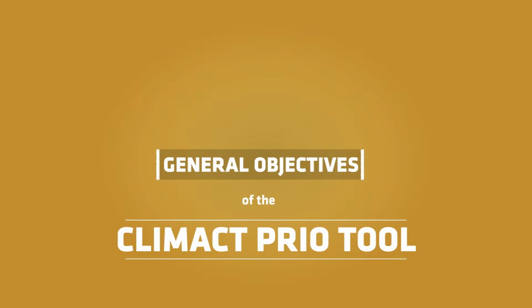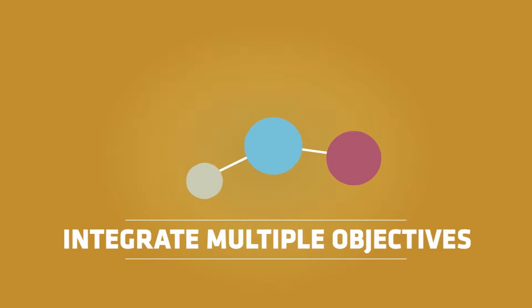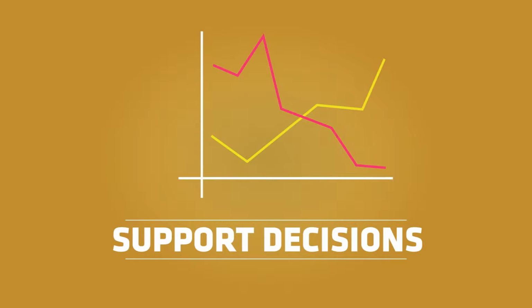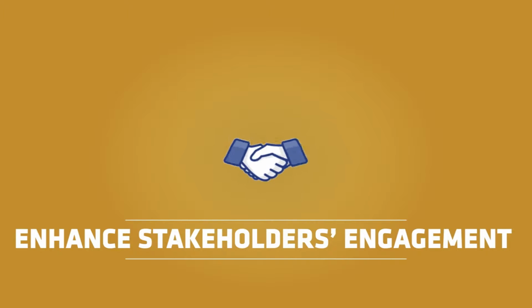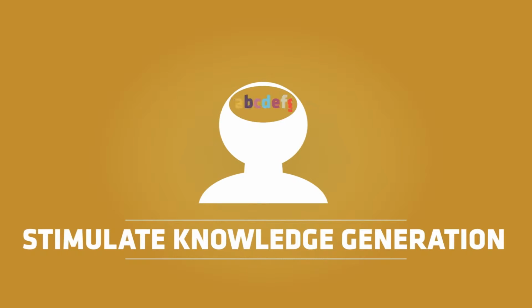CLIMACT Prio tool is a climate actions prioritization tool for decision support and capacity building, which aims really to support policymakers and local stakeholders to make decisions with regard to climate change actions. The CLIMACT Prio tool enables prioritization of actions, integrates multiple objectives. It also provides decision support, enhances stakeholders' engagement, facilitates learning, and stimulates knowledge generation.